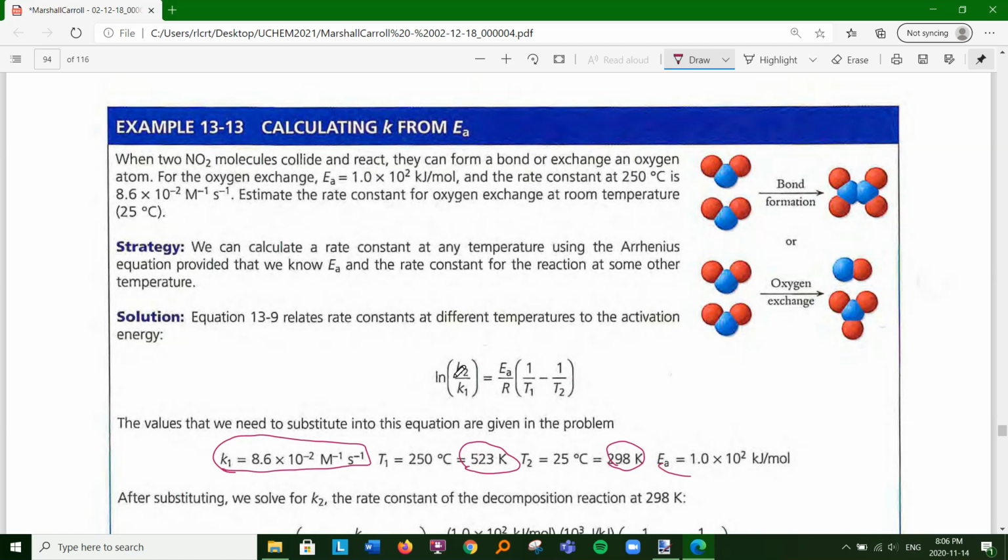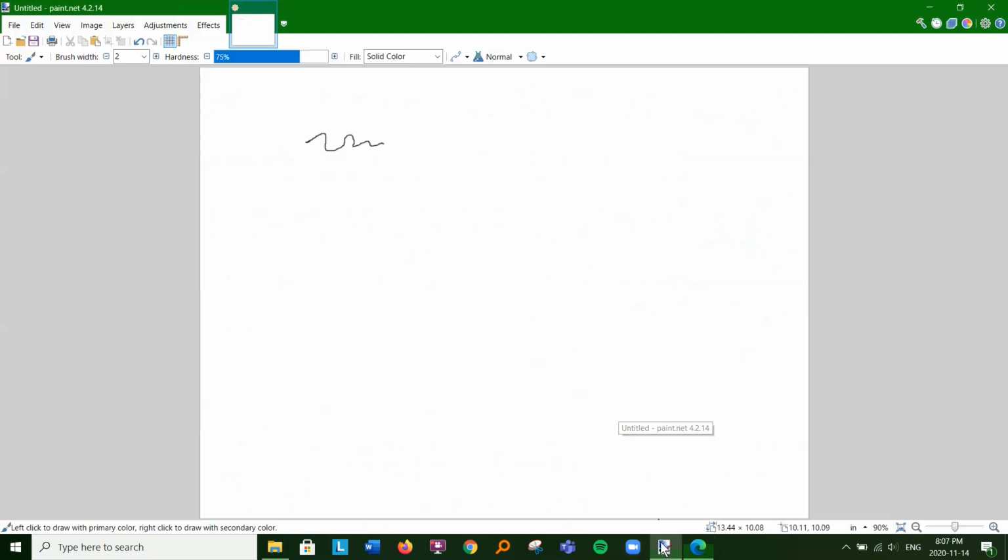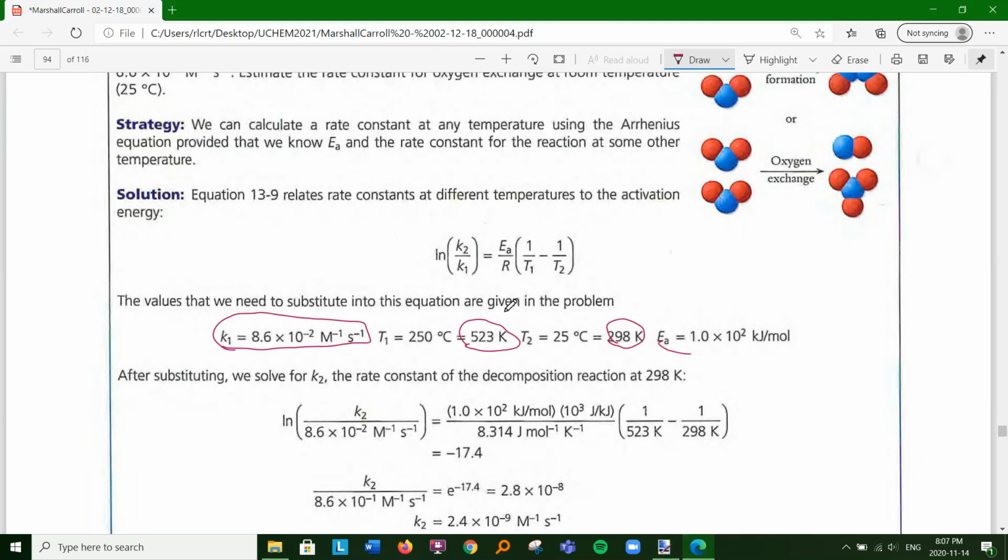Oh, there it goes again. I have to solve for k2. So, I lost my pen again. Let me go see if I can get it. It's good. It works here. But then when I go back to this Microsoft Edge, the lovely Microsoft Edge, the pen's gone. Anyways, follow along with me. I'll just point it out here.